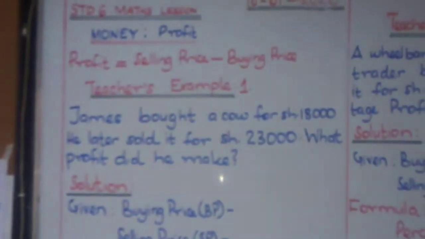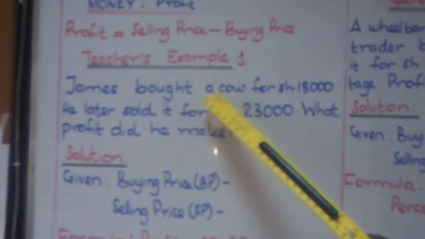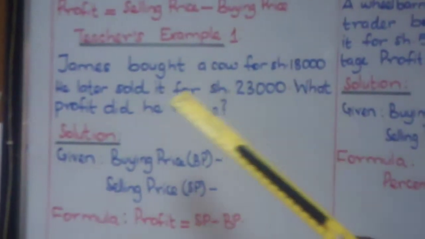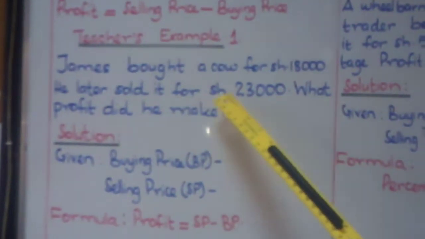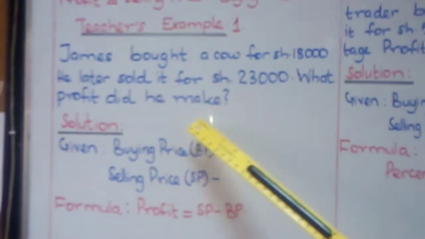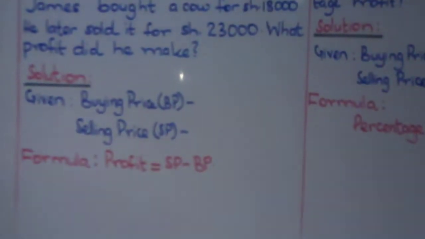Now let's look at teacher's example number 1. James bought a cow for 18,000 shillings. He later sold it for 23,000 shillings. What profit did he make? And now, what are we given?